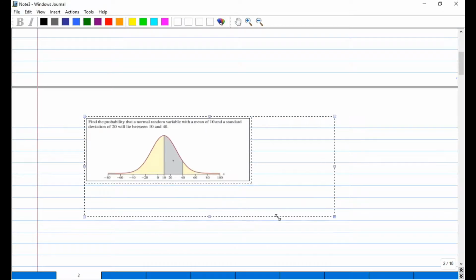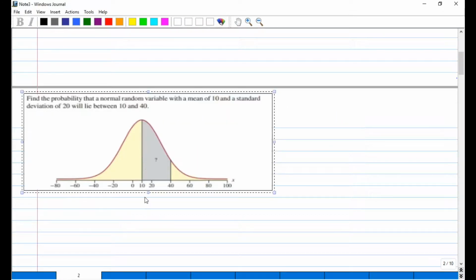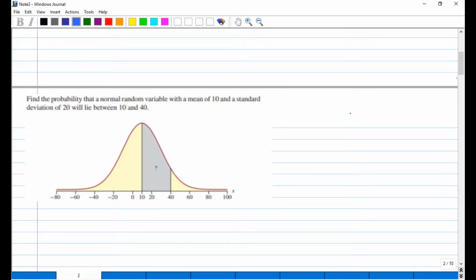Alright, so it says find the probability that a normal random variable with a mean of 10 and a standard deviation of 20 will lie between 10 and 40. And these are x values, so we're not given any meaning of what this actually is. They could be really anything from any data set. We are told that the mean is 10 and the standard deviation is 20. So we need to know those so that we can figure out the area between the two.